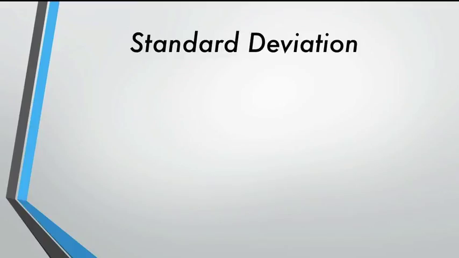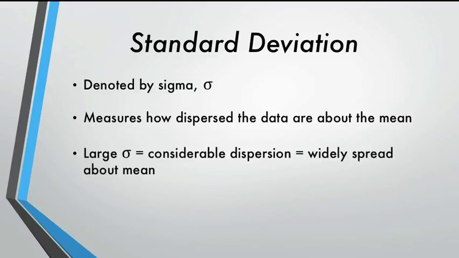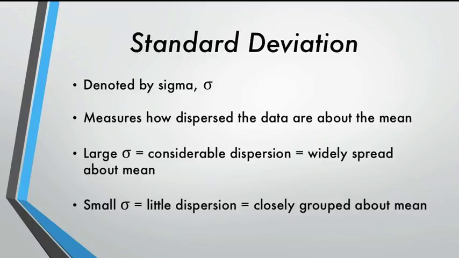The standard deviation for a set of data that represents a population is denoted by sigma. The standard deviation measures how dispersed the data are about the mean. The larger the standard deviation, the more dispersion. The lower the standard deviation, the less dispersion. The data can also have moderate dispersion depending on the data set to which it is being compared.